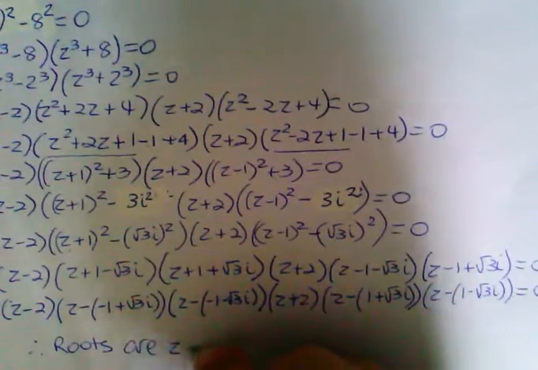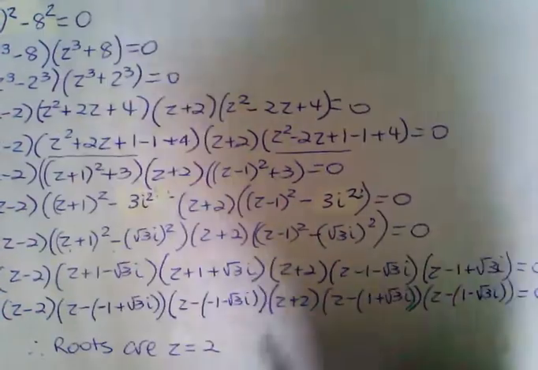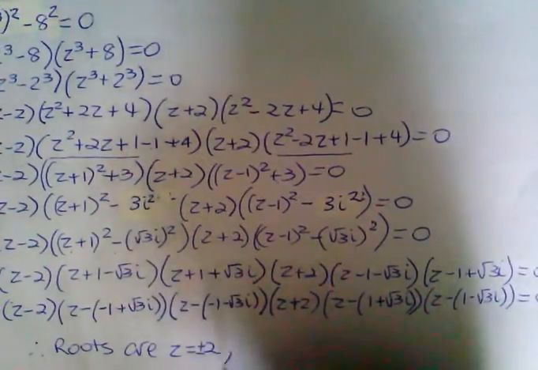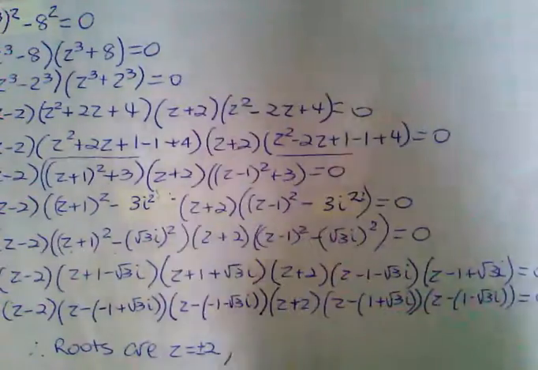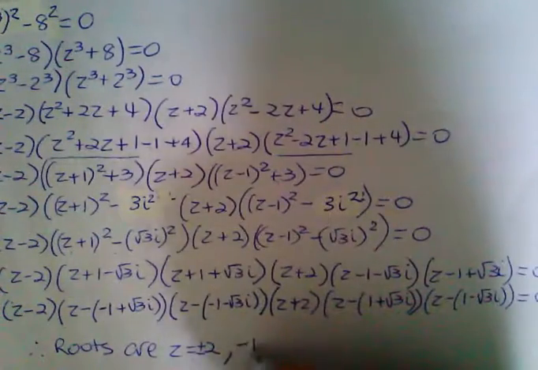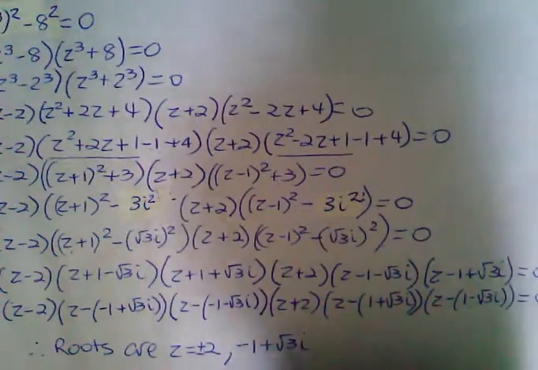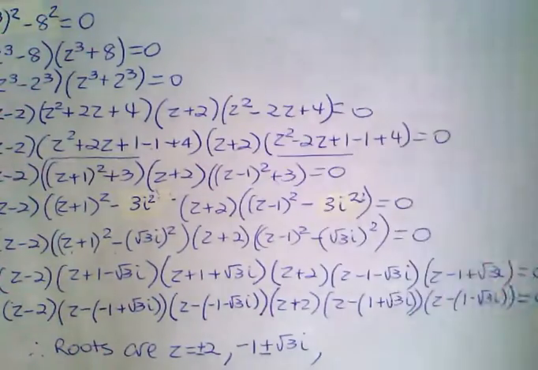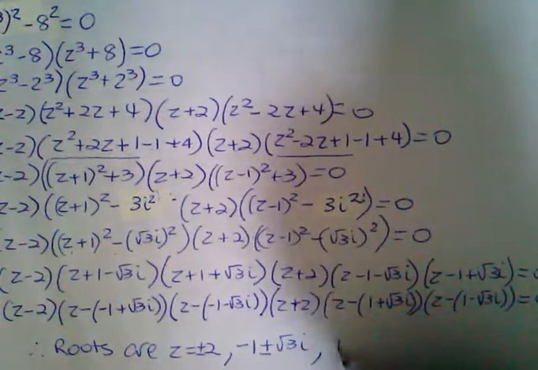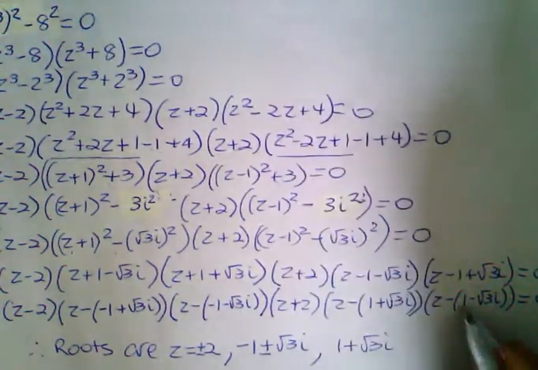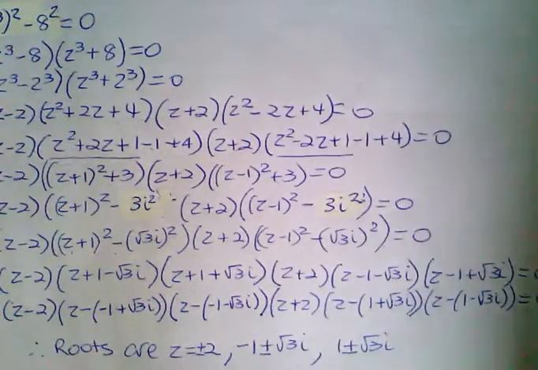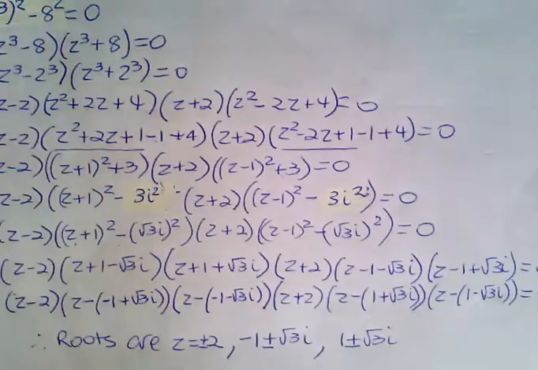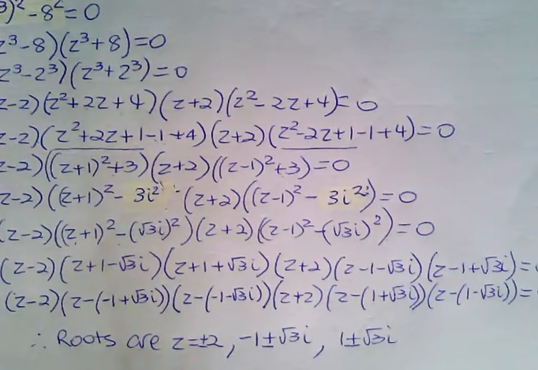And so therefore my roots are z equals, here I've got plus or minus 2, and I've got z is negative 1 plus root 3i, but I've also got negative 1 minus root 3i, so I can go negative 1 plus or minus root 3i. And here I've got 1 plus root 3i, and here I've got 1 minus root 3i. So they're my 6 roots. Okay, that's the end of page 5.